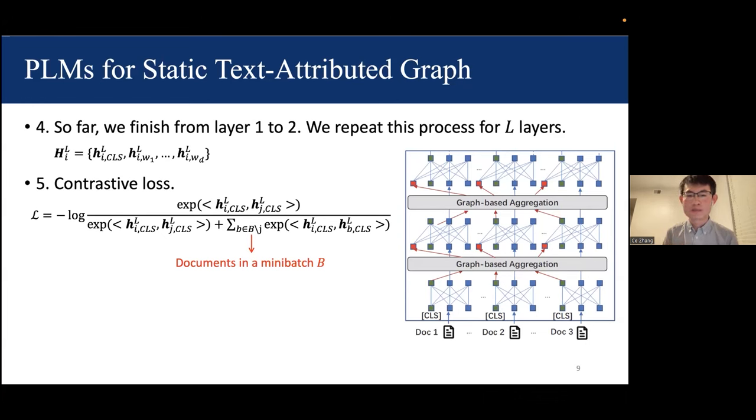So let's look at the denominator. We also want to minimize the similarity between document I and negative samples. And specifically for contrastive loss, we use in-batch negative samples. In-batch negative samples mean we want to use other documents in the same mini-batch as negative samples. And then we minimize the similarity between document I and other documents inside the same mini-batch. So we use this contrastive loss to optimize this model until convergence. After convergence, for a new document, we can input it to this model, GraphFormer, and then we can obtain its embedding. Then we can use its embedding to do downstream tasks.